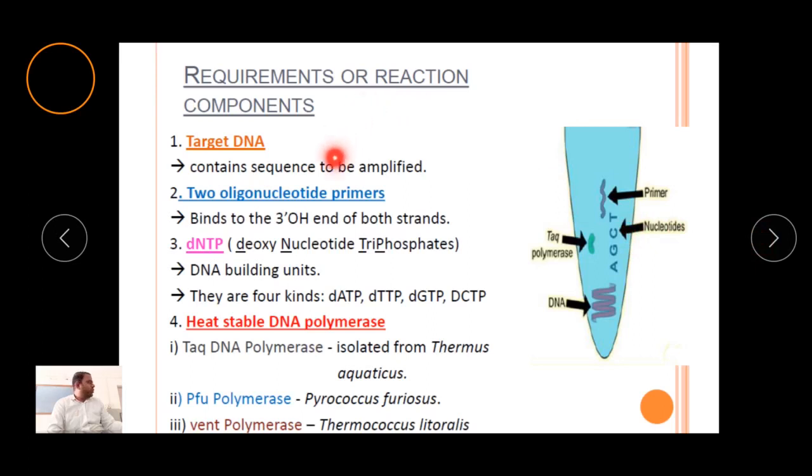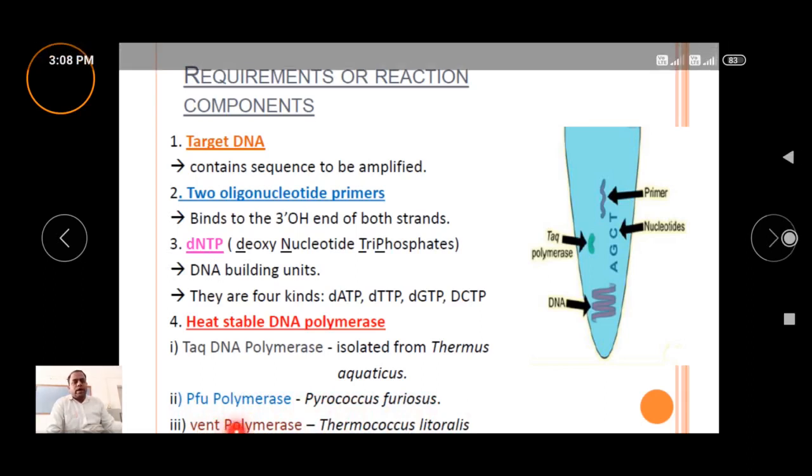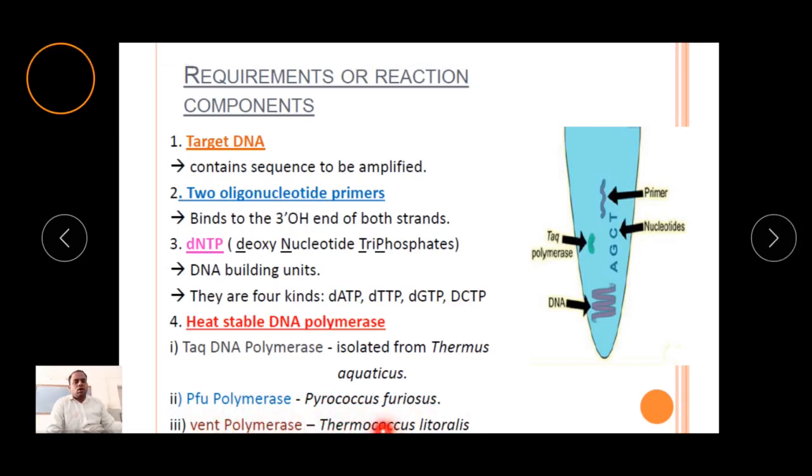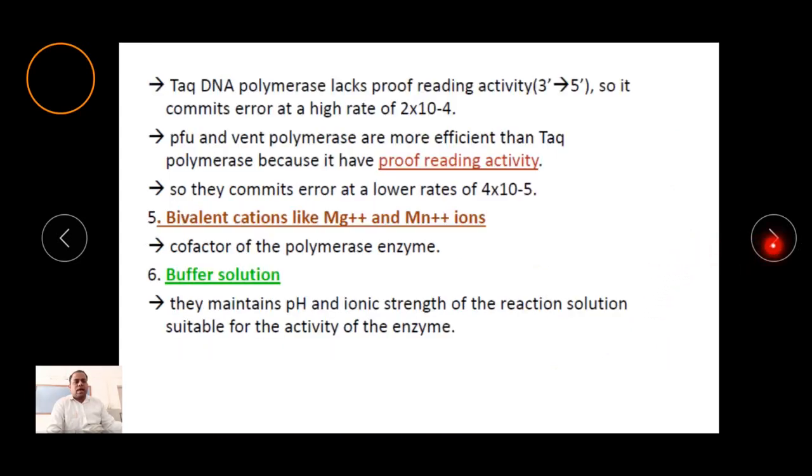Let's see the components as a whole together. First of all, target DNA, then 2 oligonucleotide primers at both the ends, then dNTPs, that is building blocks, and heat stable polymerase that can be from Thermus aquaticus, that is Taq DNA polymerase, or Pfu DNA polymerase from Pyrococcus furiosus, a DNA polymerase that has proofreading activity. Another polymerase that can be used here is Vent polymerase, from Thermococcus litoralis. These different polymerases can be used in PCR depending on what type of amplification we want.